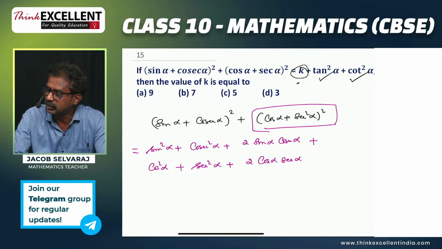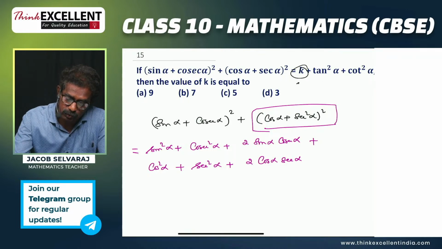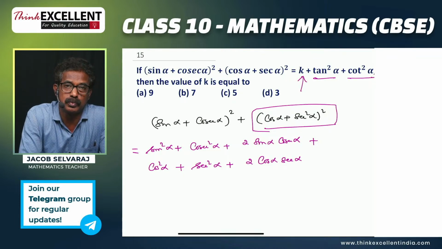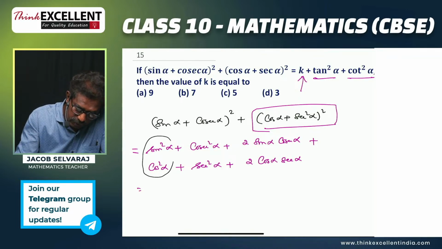Okay, now let us try to simplify. Yes, Saktivel given the answer. Look at this. In the answer we need only tan square and cot square, right? Tan square and cot square and some number. So depends on the answer only we have to do. Here we try to simplify this. This sine square alpha plus cos square alpha is 1, right?